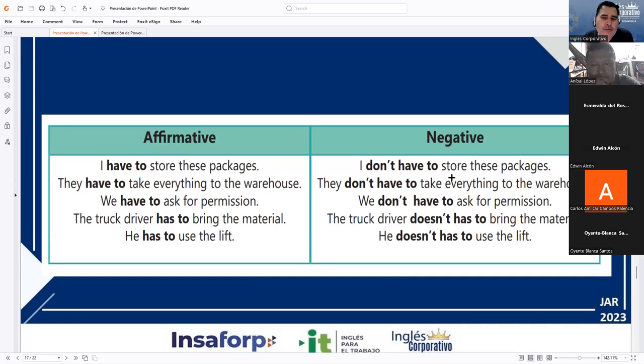Negative. I don't have to store these packages. They don't have to take everything to the warehouse. We don't have to ask for permission. The truck driver doesn't what? Is this correct? Is it correct? The truck driver doesn't has to? Check the two examples.